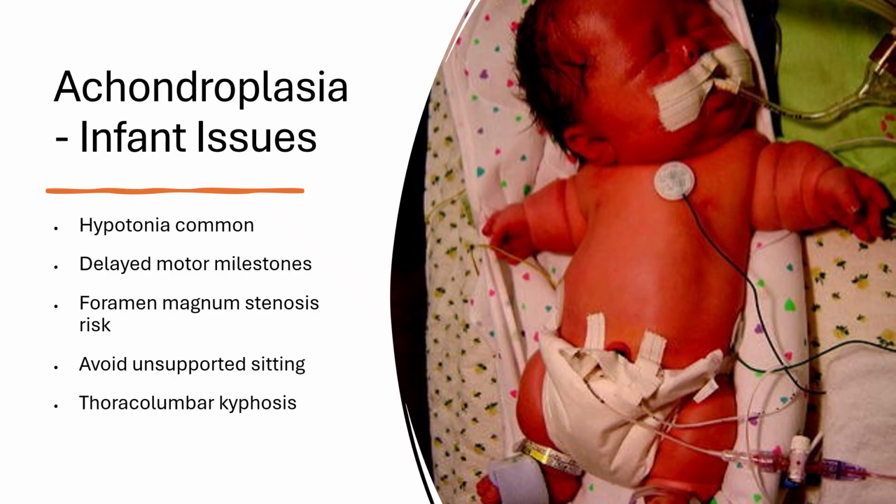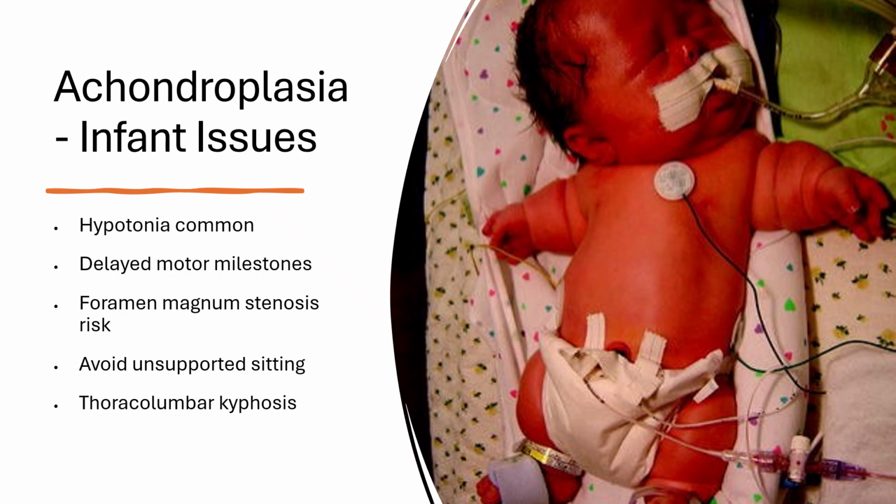Understanding the specific challenges that affect infants with achondroplasia requires recognizing how the anatomical differences create unique medical needs during the first year of life. Think of these issues as the intersection between normal infant development and the altered anatomy that achondroplasia creates, producing complications that require specialized knowledge and monitoring.